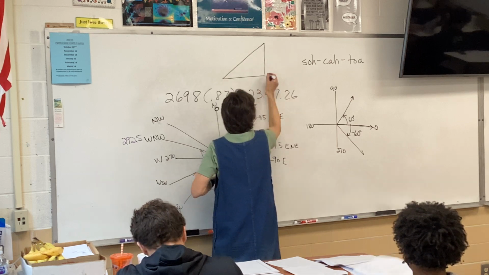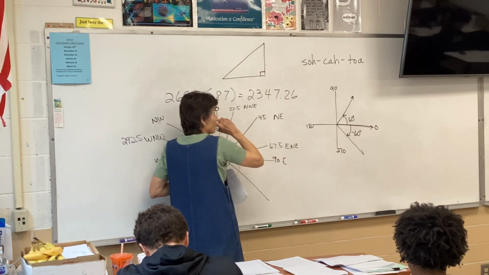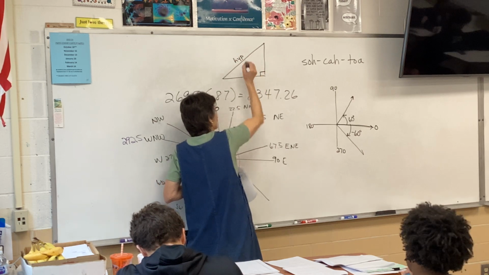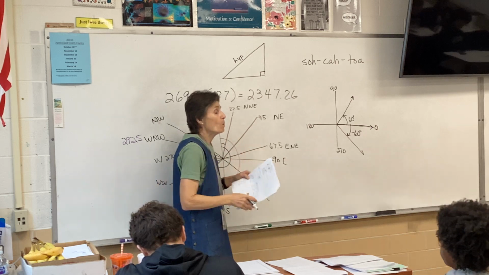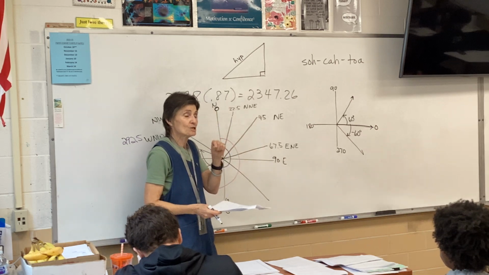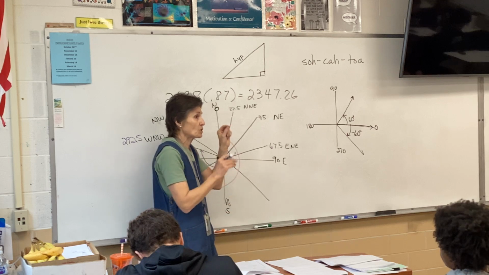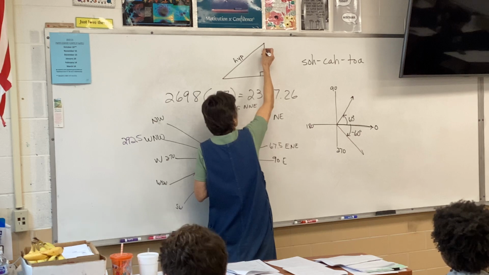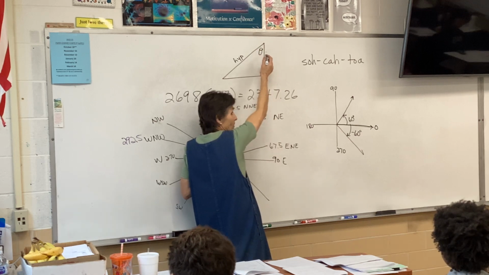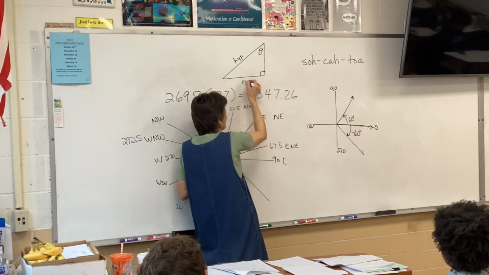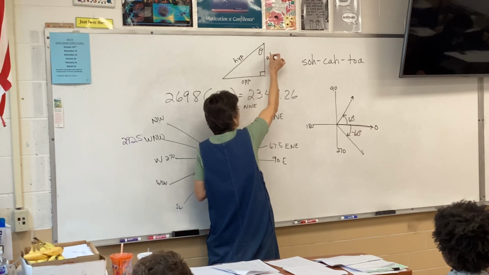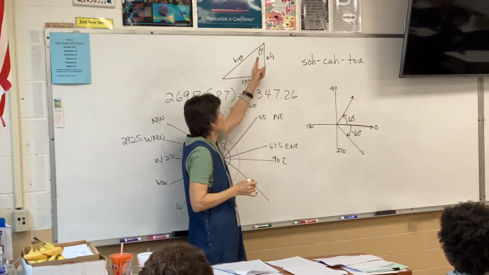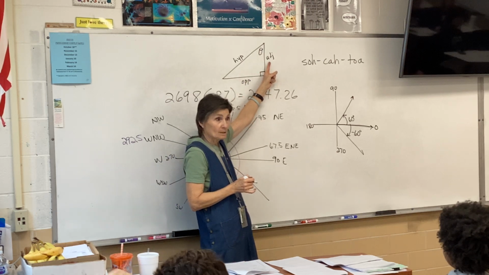Whenever you have a right triangle, obviously the side across from the 90 is always going to be the hypotenuse. Which one is opposite or adjacent depends on which angle you're looking at. So for example, if I am looking at this angle, this is my angle, then this side would be opposite and this side would be adjacent. Opposite means across from, adjacent means next to.